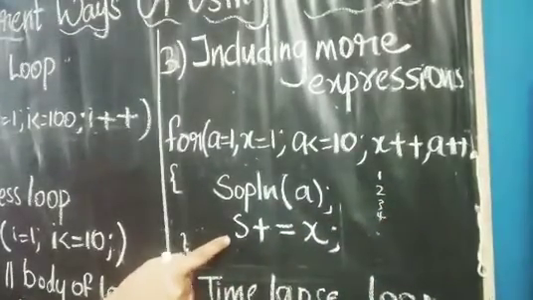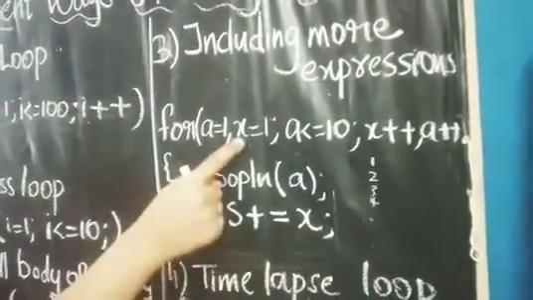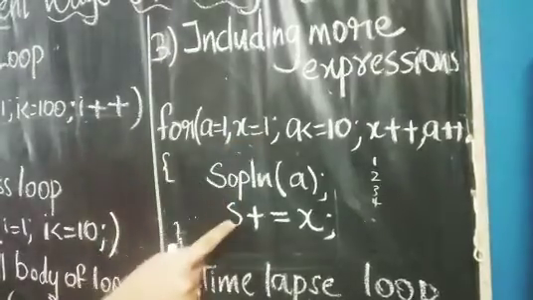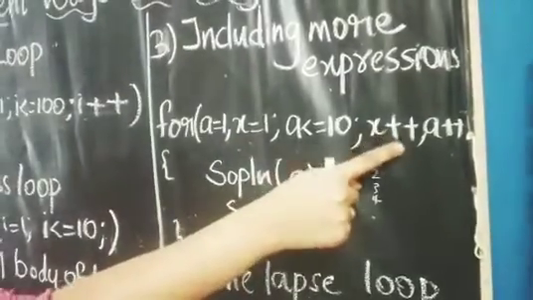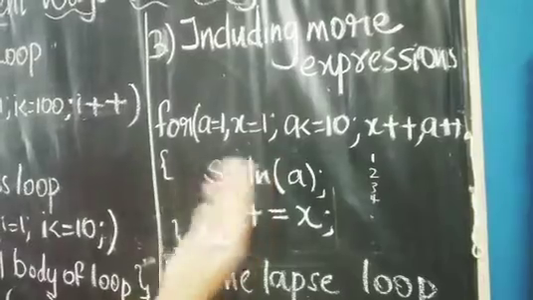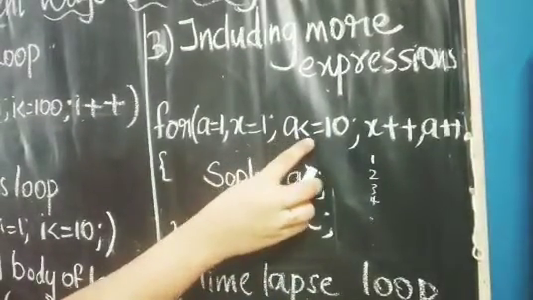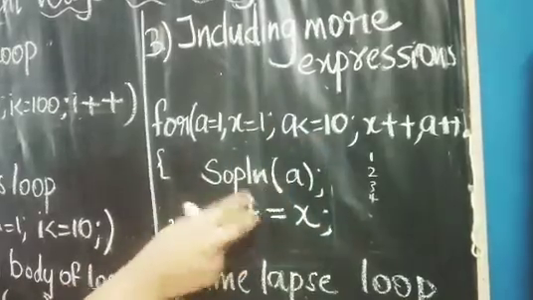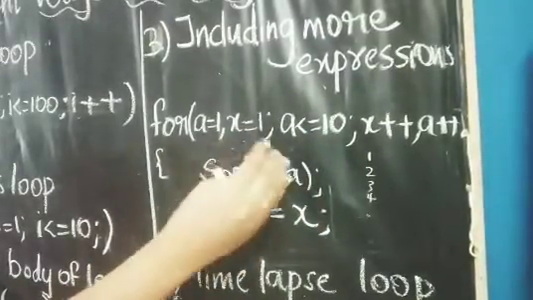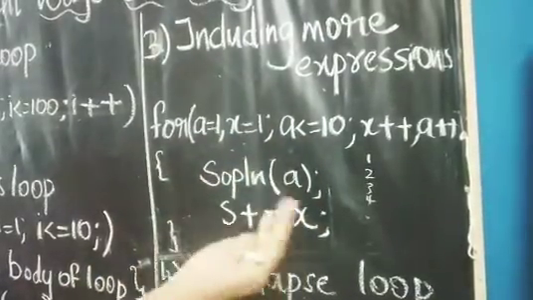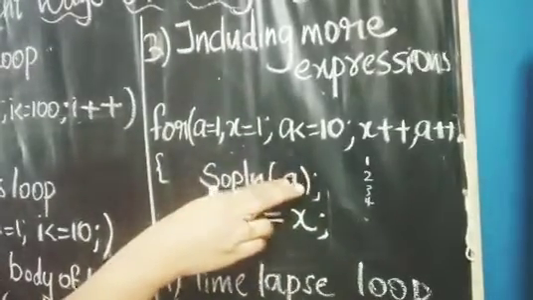And here s plus is equal to x, and x value is 1. Then again x is x plus plus. X plus plus will be incrementing again and again. And here we have the condition a is less than or equal to 10. That means this loop will terminate when the a value reaches 10. So no need to mention again for x value.